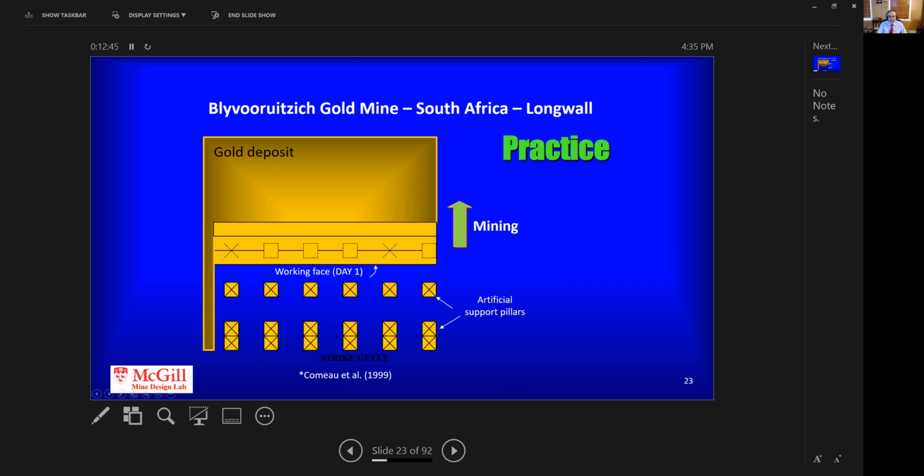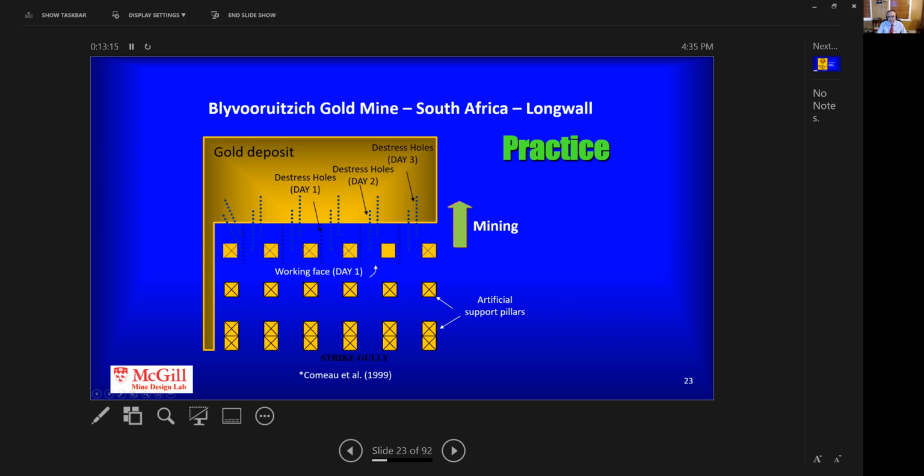And if you envision here that this is the work face on day one, then the distress holes are drilled for the length of 3 times the face advance. Then the face is advanced with traditional drilling and blasting, leaving the other 2/3 fractured. The next day, another distress hole round is extended for 3 times the face advance, and so on and so forth. Okay.